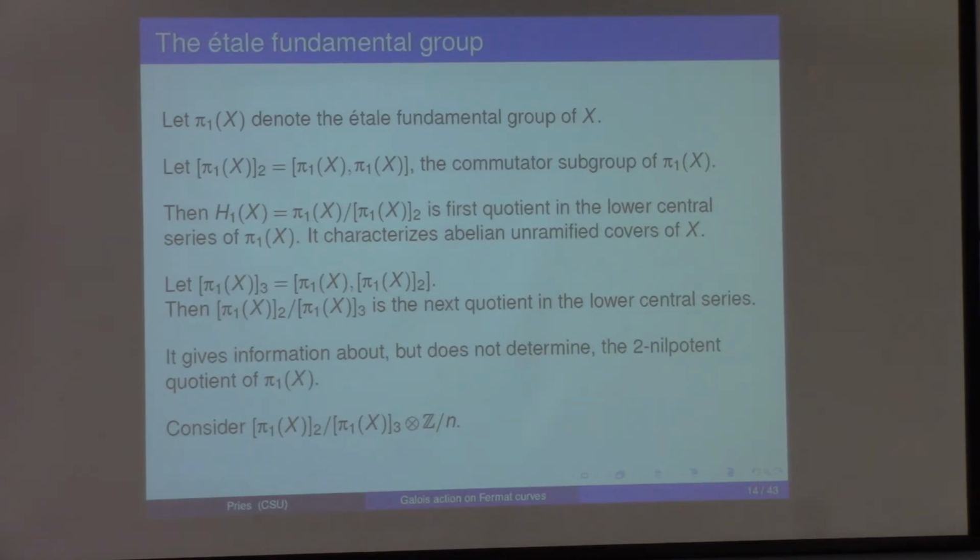But if you want to understand non-abelian unramified covers of the Fermat curve, then you have to go further in the lower central series. So you could take the commutator of the commutator with the fundamental group and make the next quotient, pi 2 mod pi 3, in the lower central series. So understanding this quotient tells you information about two-step nilpotent extensions of X. So this group, which is also an abelian group, kind of gives information about the whole system of unramified covers of X. And so I'll say a little bit more about why we were motivated to look at this group a little bit later on.